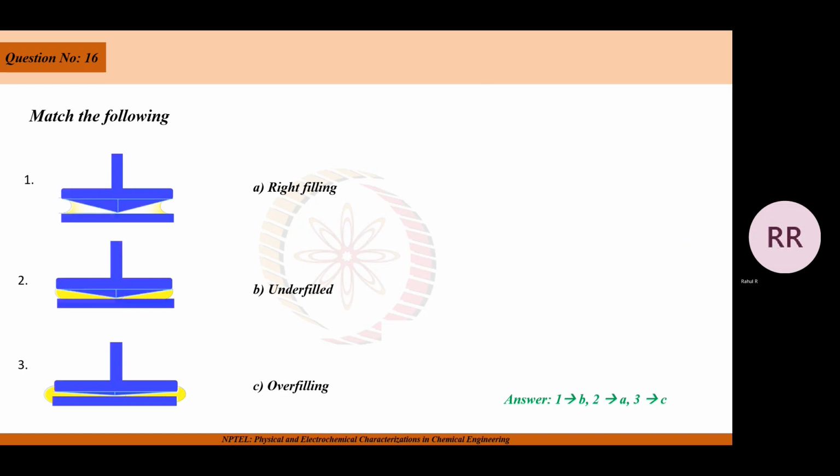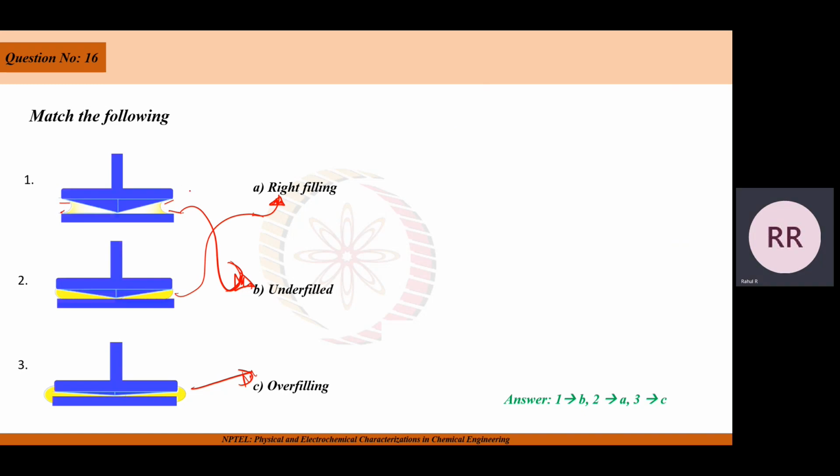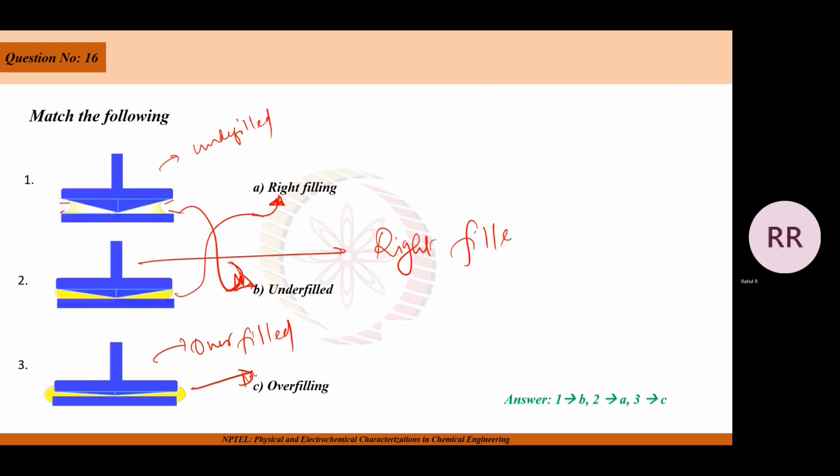Okay, so now let's discuss the answer. For the first one, as we can see, there is no fluid in these regions, so obviously this is an underfilled condition. In the next one, we can see that the fluid is coming out so much, so this is a typical overfilling case. And in figure 2, obviously, it is the right filling. So this is underfilled, this is overfilled, and this is right filled. I hope this is clear to you. Now let's move on to the next question.